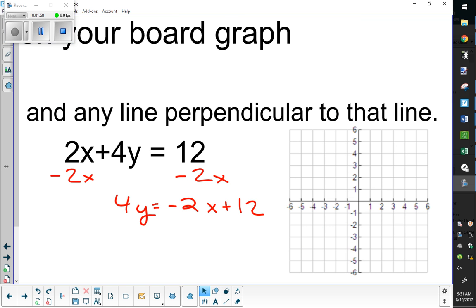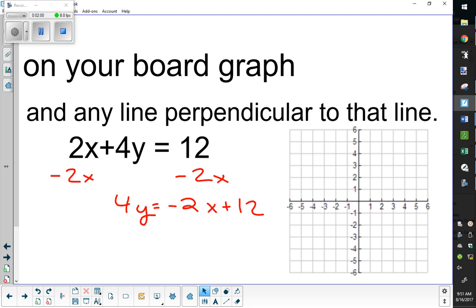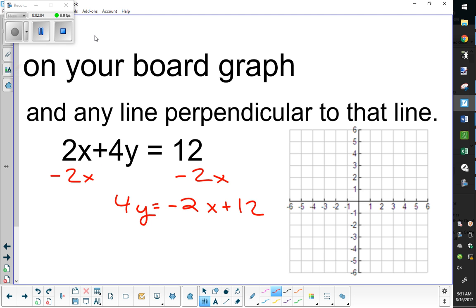So our job is to, on your board, graph this line right here. 2x plus 4y equals 12. So I subtracted 2x from both sides. I'm trying to get y by itself. Those two things I couldn't combine. I'm dividing by 4, dividing by 4, dividing by 4. So my answer is y equals negative 1/2 x plus 3.